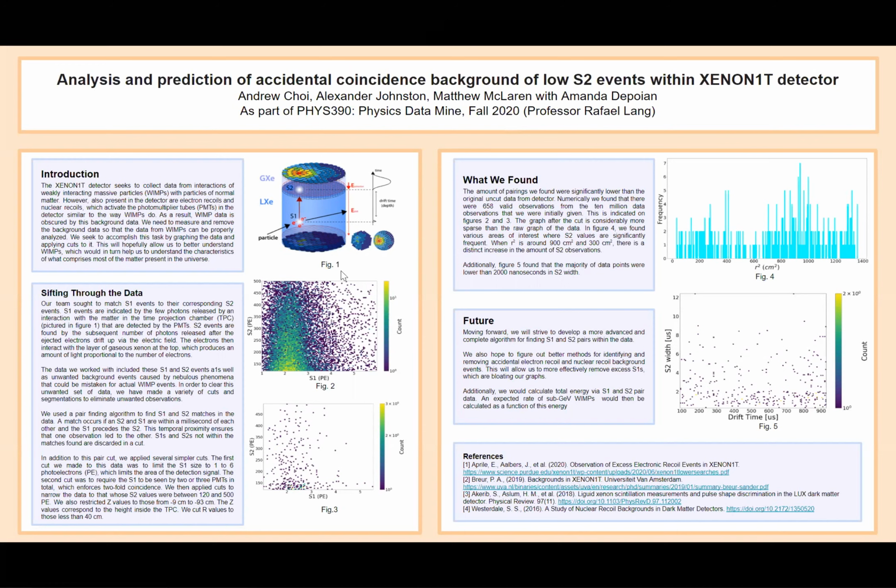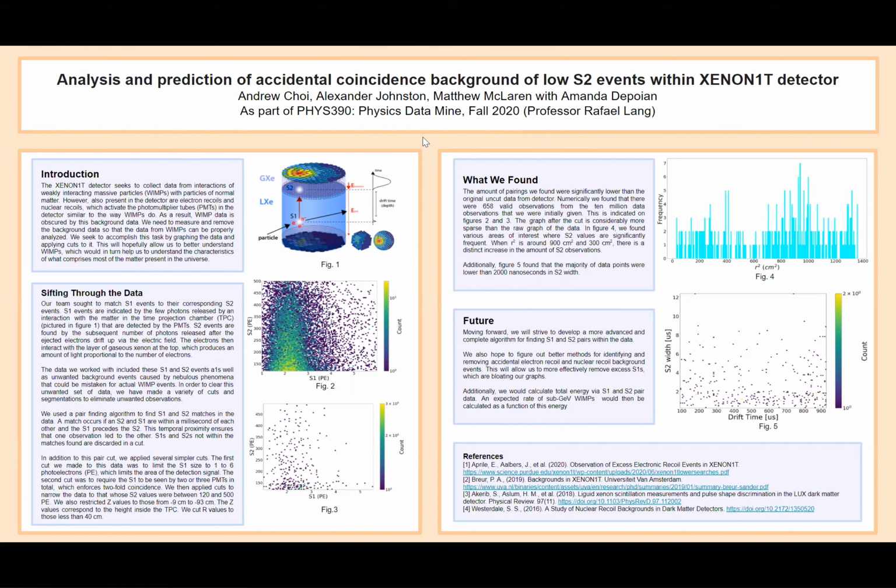I'm going to talk about how we actually use the data and sifted through it. Generally speaking, we had to associate each S1 event with an S2 event. We're not going to go too much into the algorithm we use to find it, but as a constraint, S1s and S2s have to be within a millisecond of each other, with the S1 preceding the S2. This proximity in time ensures that one observation leads to another. Anything that does not fall into these pairs is discarded as a cut.